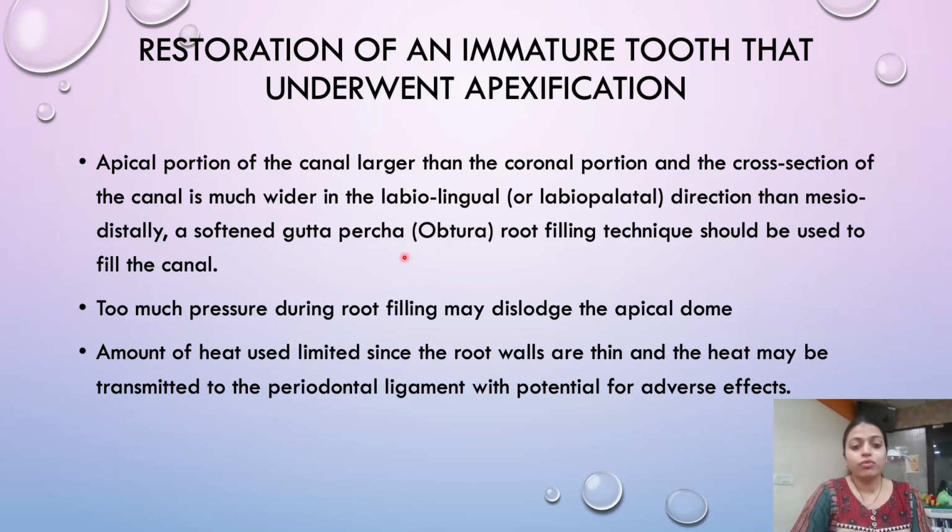So very softened gutta-percha or Obtura should be used for filling of such root canals, and too much pressure should be avoided as it can dislodge the apical dome which is formed. The amount of heat used should be limited since the root walls are thin and the heat may be transmitted to the periodontal ligament with potential adverse effects.